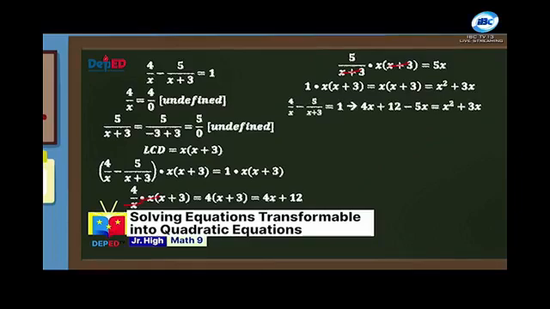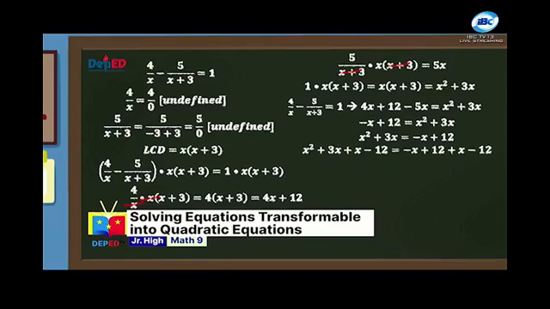Therefore, the rational algebraic equation can be written as 4x plus 12 minus 5x equals x squared plus 3x. This means that negative x plus 12 is equal to x squared plus 3x. Applying symmetric property, the equation can be written as x squared plus 3x equals negative x plus 12. By increasing both sides by x and then diminishing both by 12, we must get the standard form of the derived quadratic equation, which is x squared plus 4x minus 12 equals 0.